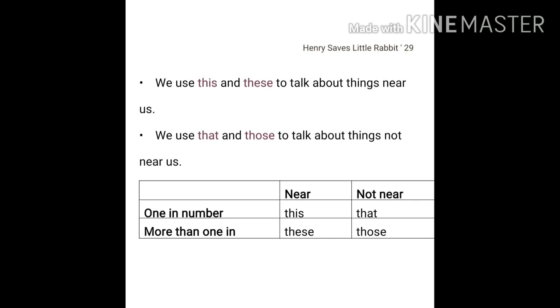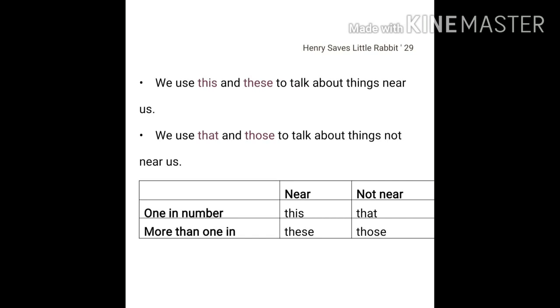Next is these and those. These and those are both used for plural person or plural thing. Plural means which is more than one in number. Plural means more than one. These we use for nearby thing or person and those we use for far away person or thing.